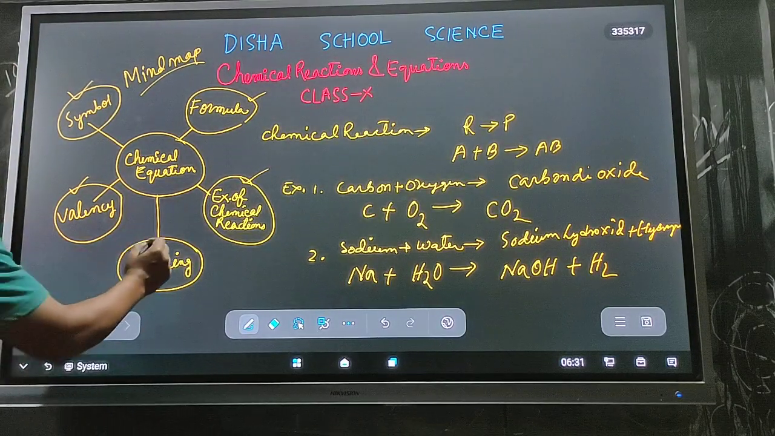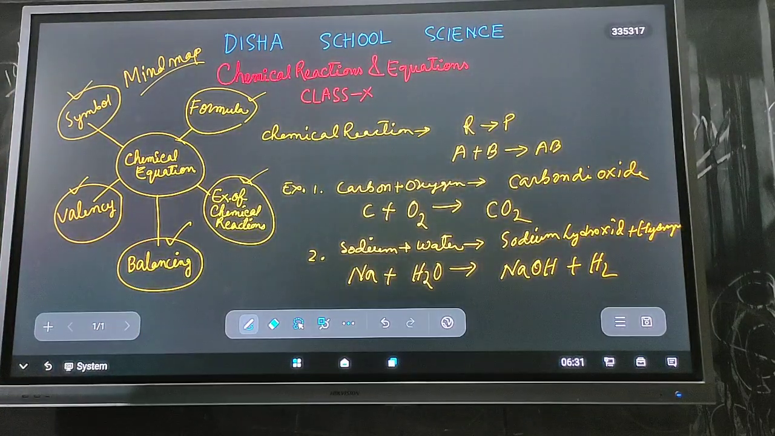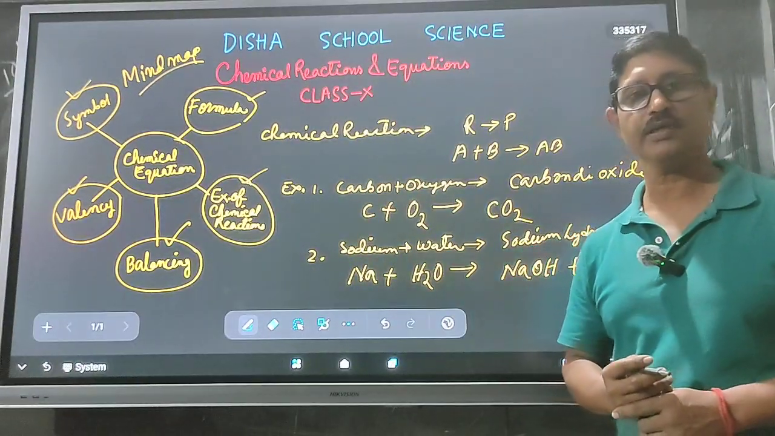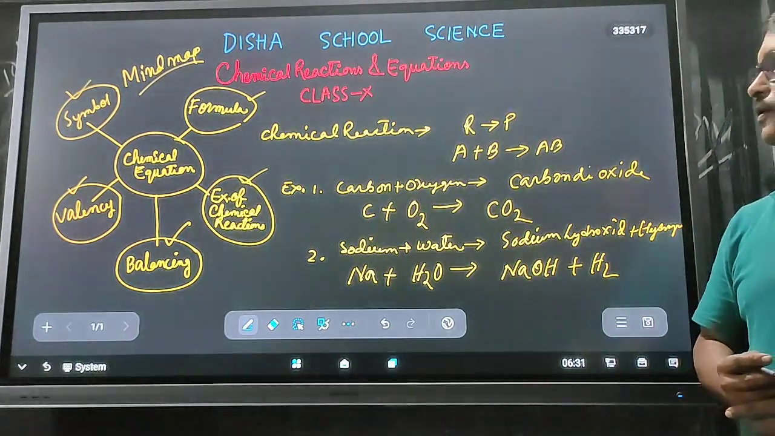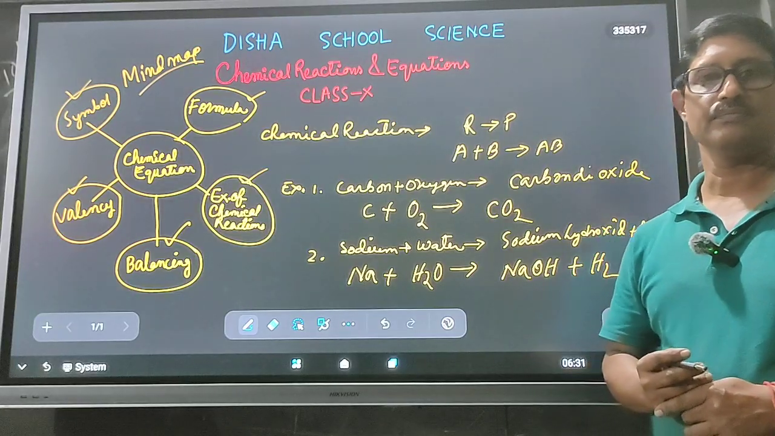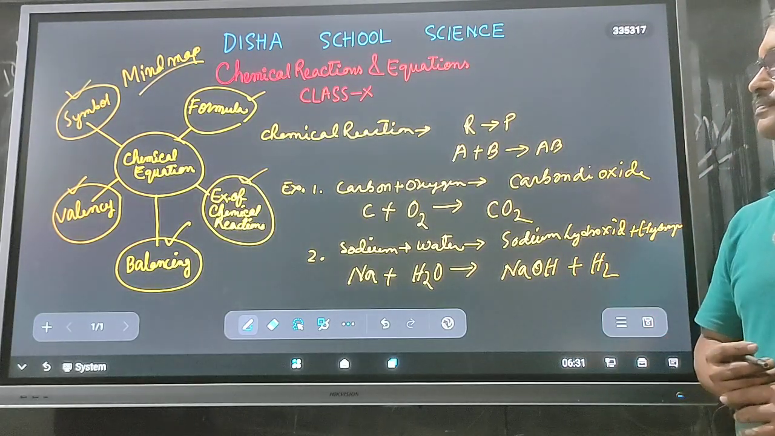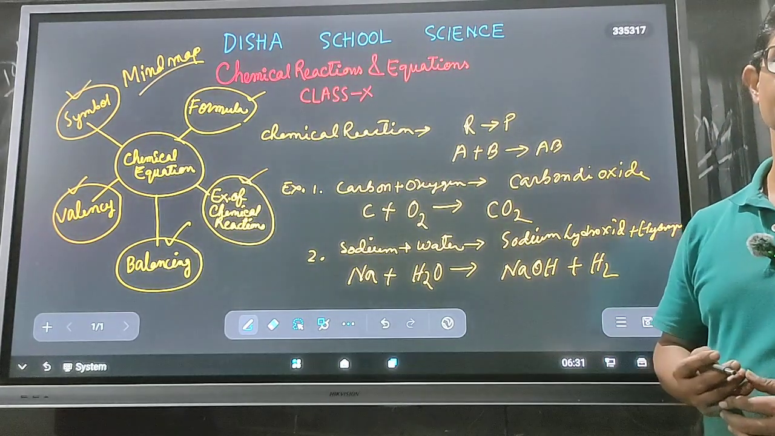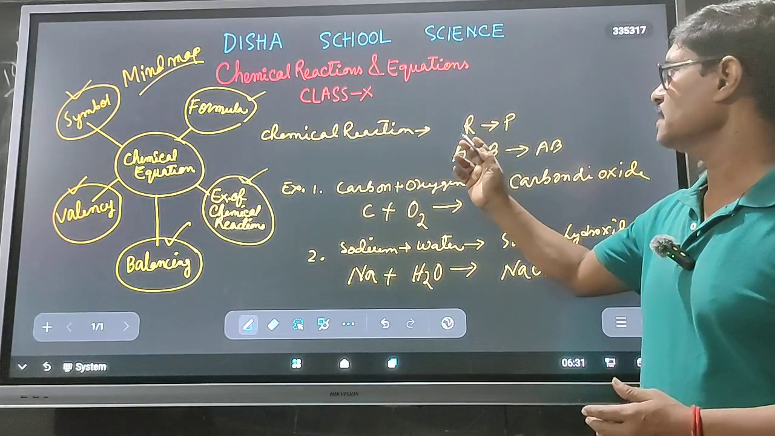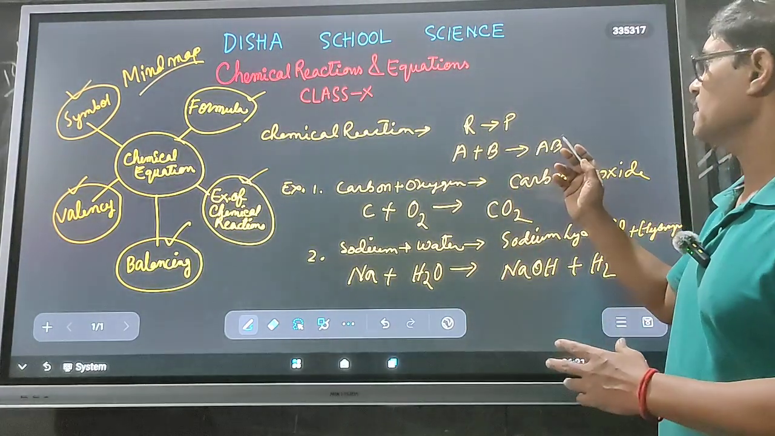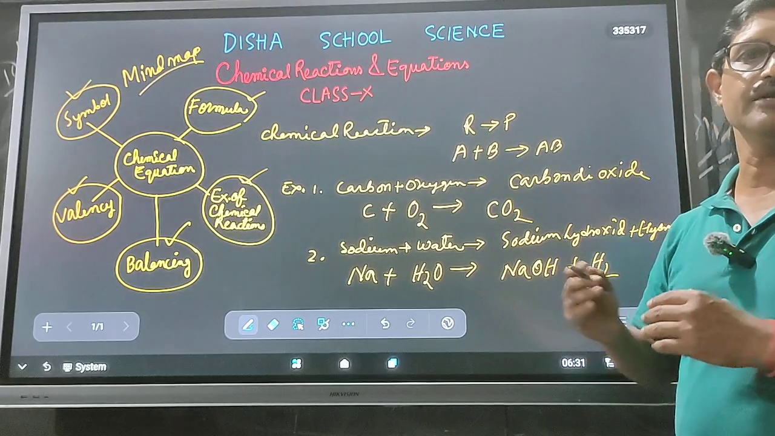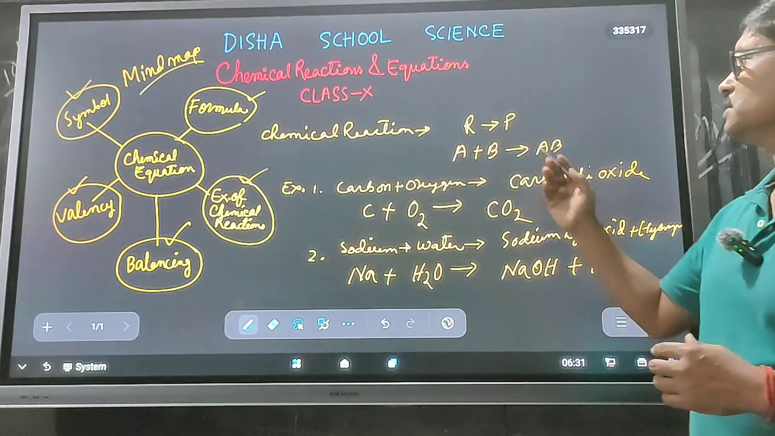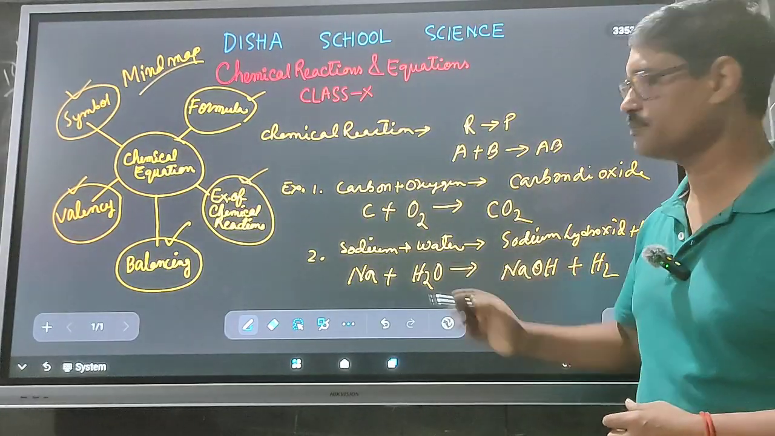After that, we come to the last part, balancing. How to balance? Before that, you have to know why we should balance a chemical equation. To satisfy the law of conservation of mass. Mostly coming in exam. That means the reactant part mass and the product part mass should both be equal. That is called conservation of mass. For this purpose, we have to balance it.